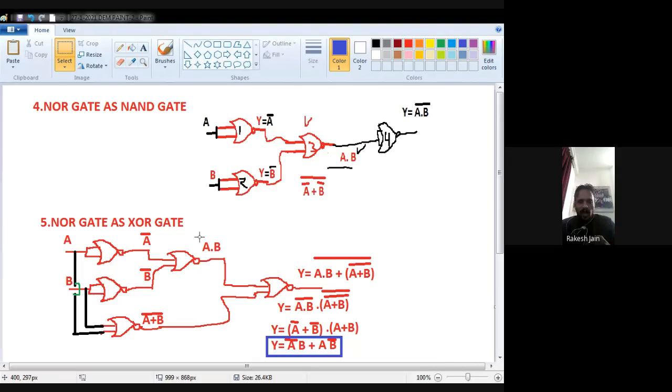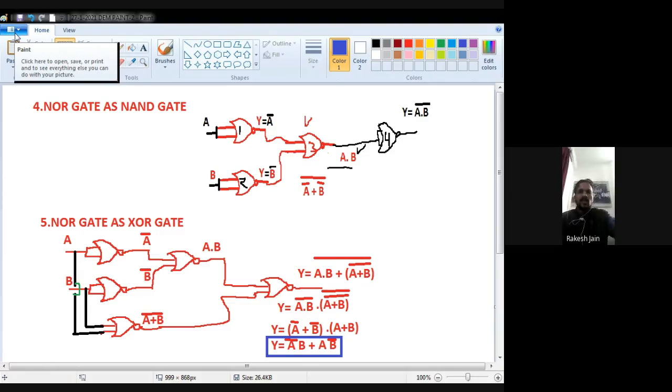So bar to bar will cancel out, so the second thing will be A plus B, and for the first thing A dot B bar, again I apply De Morgan theorem, so the dot will be converted into a plus, and both A and B have a bar. So A bar plus B bar. Now I multiply them, so I will find the final output as A bar B plus A B bar, or we can say A B bar plus A bar B, and this is equal to the XOR gate. This output equation is equal to the XOR equation. So this is NOR gate as a XOR gate.